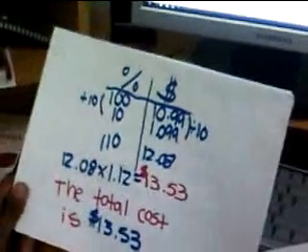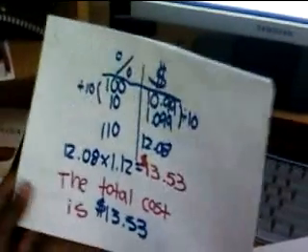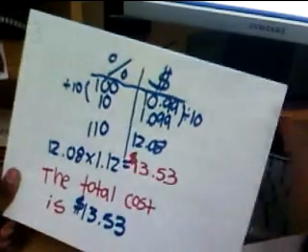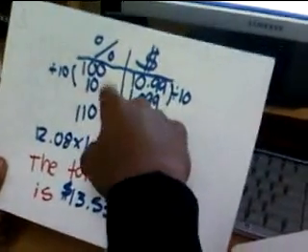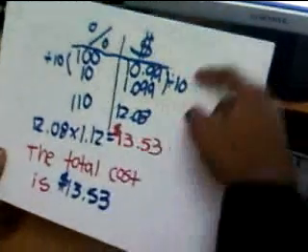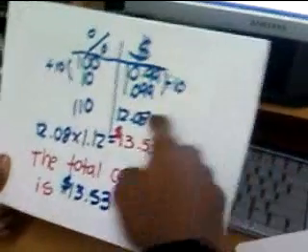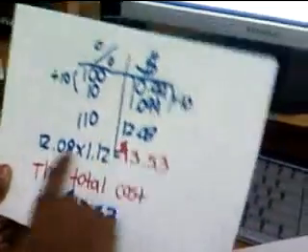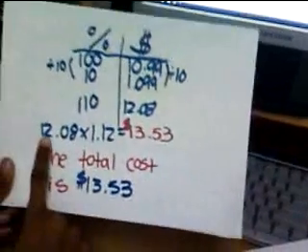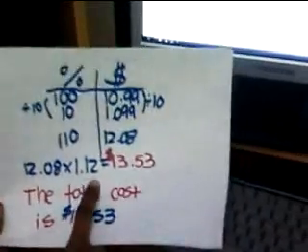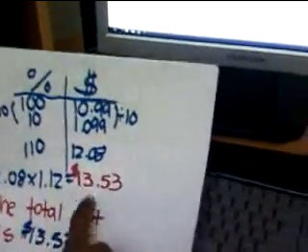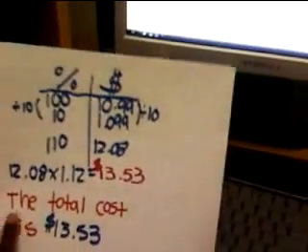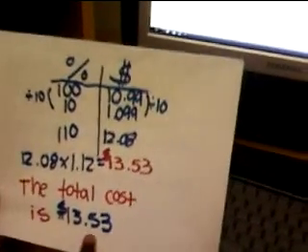For question number 3, I found 10% by 100 divided by 10, and then adding these two numbers together, and then I did the same thing on this side, which gave me $12.08. And then I did $12.08 times the tax, which was $1.12. And then I got $13.53. The total cost is $13.53.